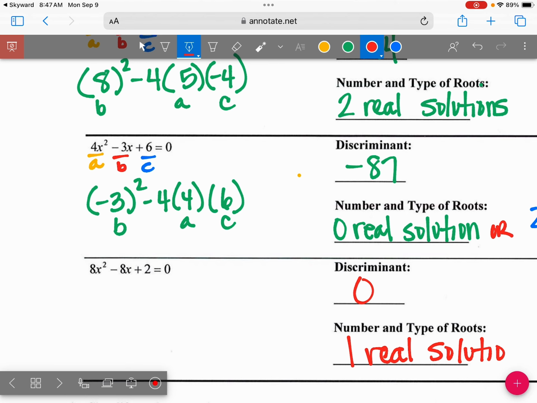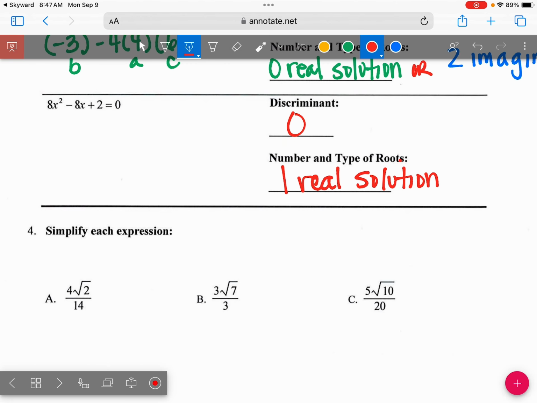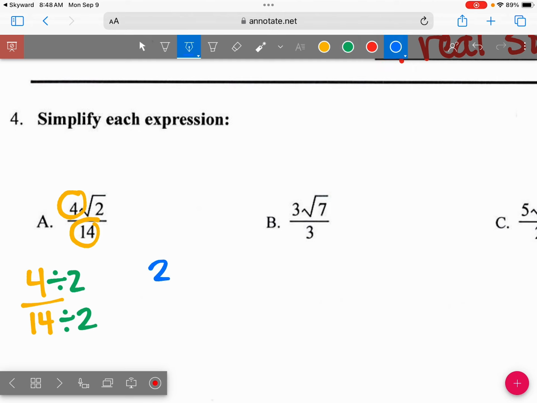All right, the last one we'll go through today is number 4. This is a multiple choice question. All you have to do is reduce it. So you're going to look at these two numbers only. What can I divide into 4 and 14? I could divide these both by 2, which is going to change that 4 in the top to a 2 and the 14 in the bottom to a 7. Now that square root of 2 does not change, and that would be your answer.